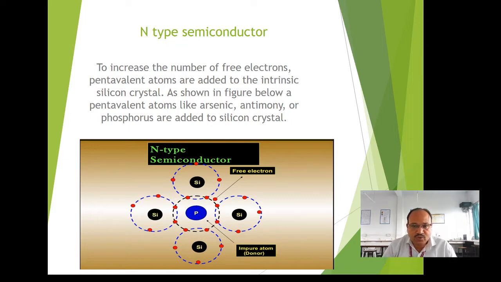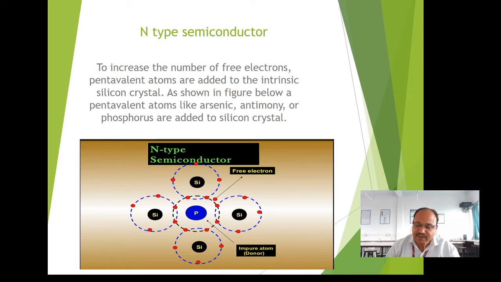So to use this intrinsic semiconductor for making electronic devices, it should have more conductivity. Also, we should have control over the conductivity of these intrinsic semiconductors. So extrinsic semiconductors are made by adding impurities into the intrinsic semiconductor. We know this process of adding impurity to an intrinsic semiconductor is called doping.